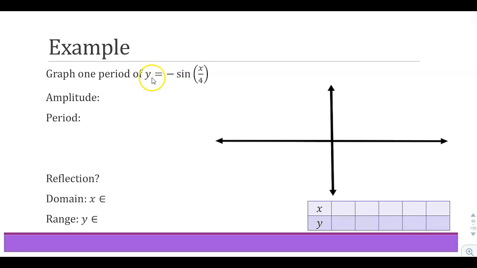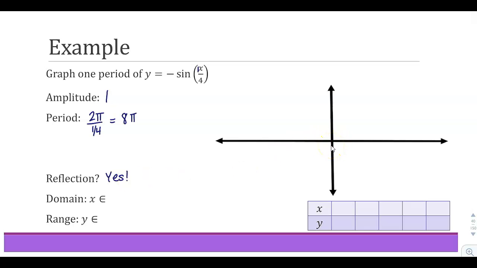Now let's graph one period of y equals negative sine of x over 4. So the amplitude here is 1. So we take the absolute value of the number in front of sine, so that would be positive 1. The period is going to be 2 pi divided by 1/4. So what's in front of the x here is technically this 1/4, so I could think about this as 1/4 times x. And then if I multiply by the reciprocal, I end up with a period of 8 pi. And this time there is going to be a reflection because the value in front of sine is negative. So reflection, yes, there will be a reflection.